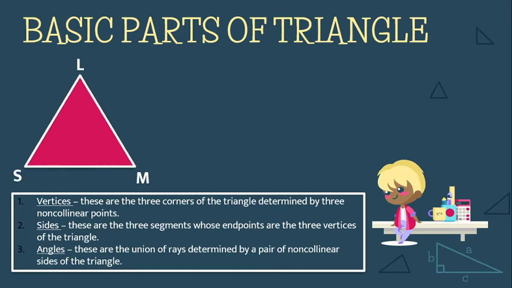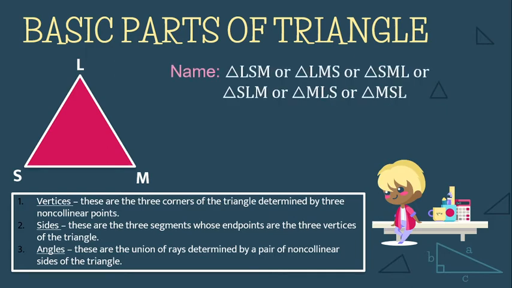So, let's take a look at this triangle. Kapag in-name natin again yung triangle, we're going to make a small triangle followed by the 3 letters. So, this one, ang pwede niyang maging name ay madami. So, kahit alin dito sa 6 na to, we have triangle LSM, triangle LMS, triangle SML, triangle SLM, triangle MLS, or triangle MSL. So, kahit alin dyan, pwedeng maging name ng triangle na to.